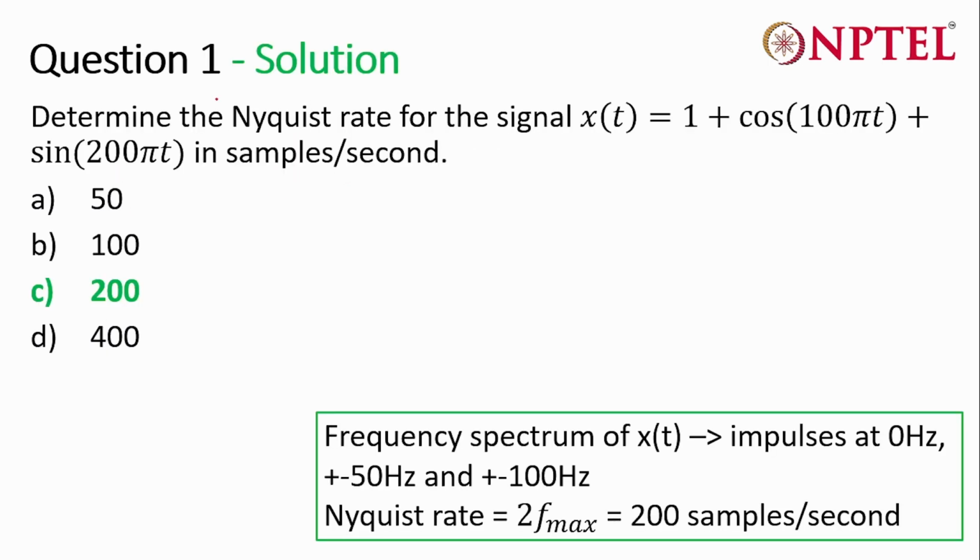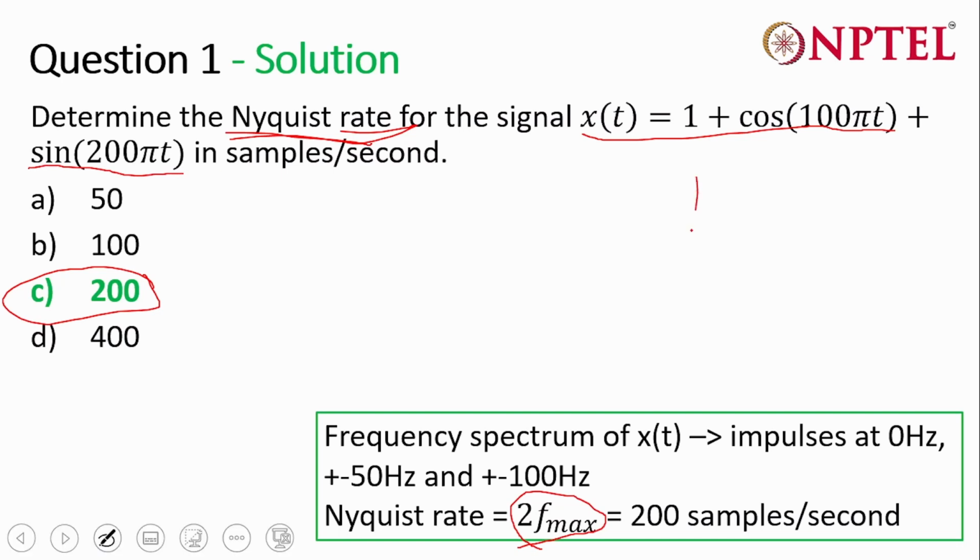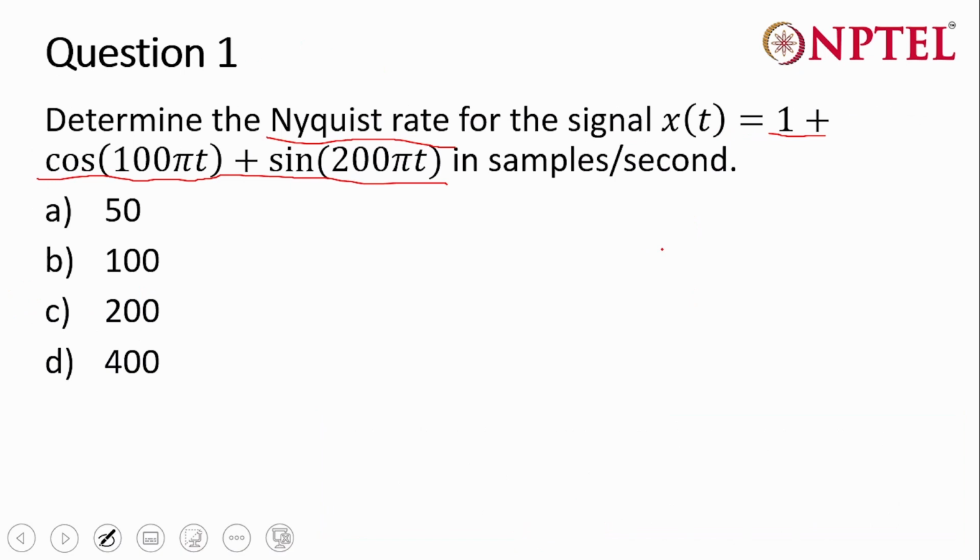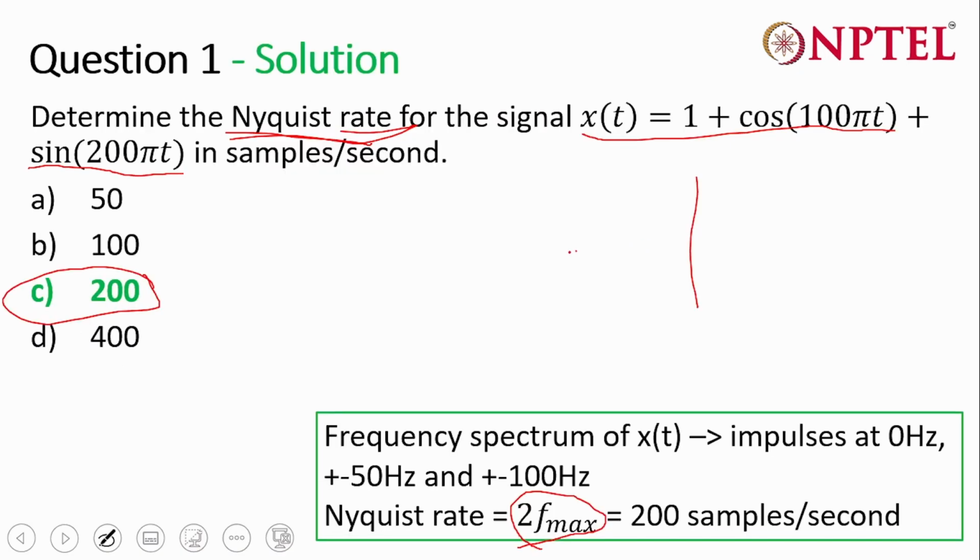So let's go on to the solution. The answer is 200. So let's see how. First, what is Nyquist rate for a signal? Basically, the Nyquist rate should be twice the maximum signal frequency. So, if we see the signal x of t, it is 1 plus cos of 100 pi t plus sine of 200 pi t. So, how does this signal look in the frequency domain?